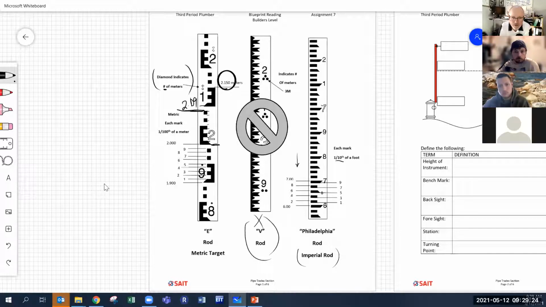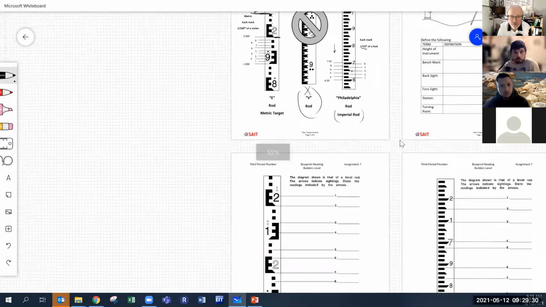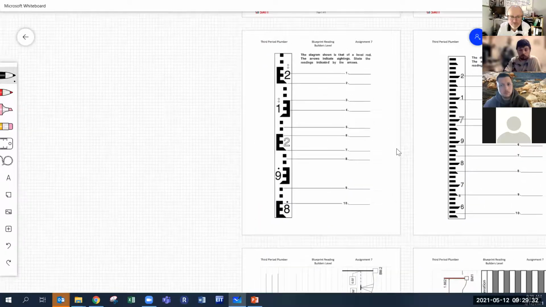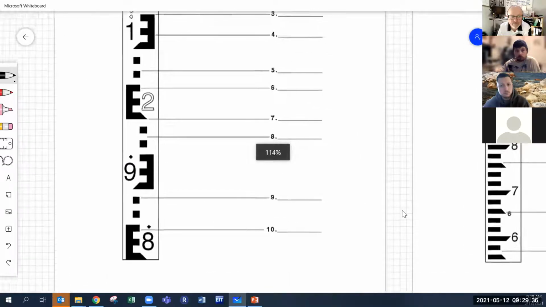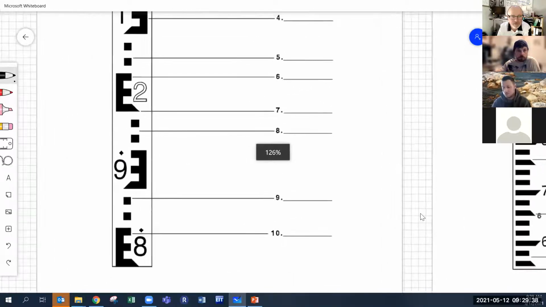Could you explain the E rod again there? Okay. Well, please, let me just do this instead. This would be better. Okay. This would be a little bit better. So with this rod right here, we're going to estimate some of these measurements.